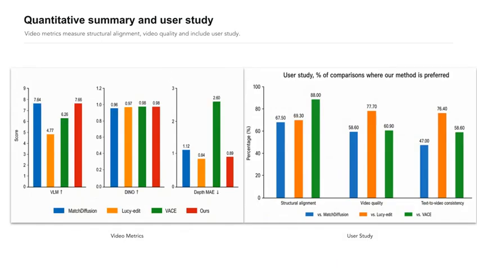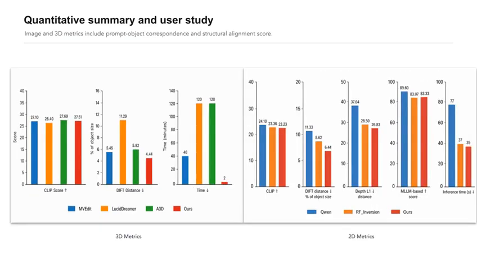Quantitatively, ATATA gives the best video, VLM, and Dino scores among the compared video methods. In the user study, participants confidently preferred ATATA for structural alignment, video quality, and text-video consistency against Match Diffusion, Lucy Edit, and VACE. Quantitatively, our method reaches the best 3D alignment and visual quality, being 20 times faster than the fastest competitor.